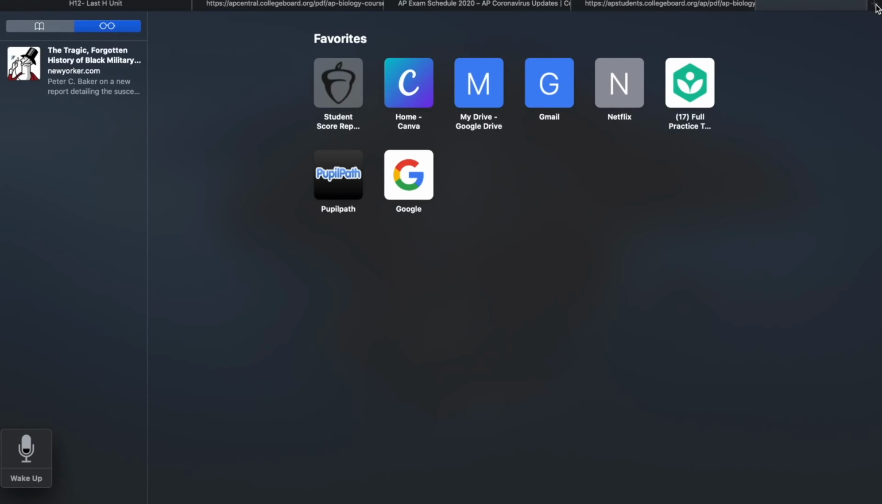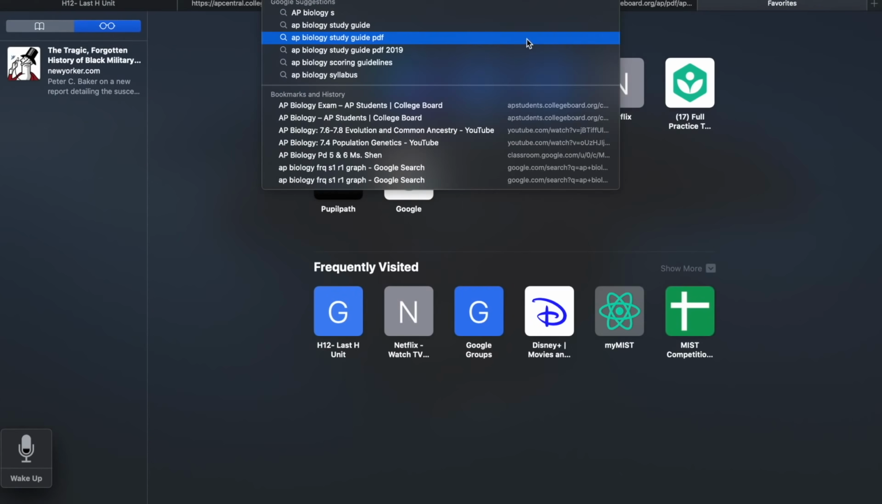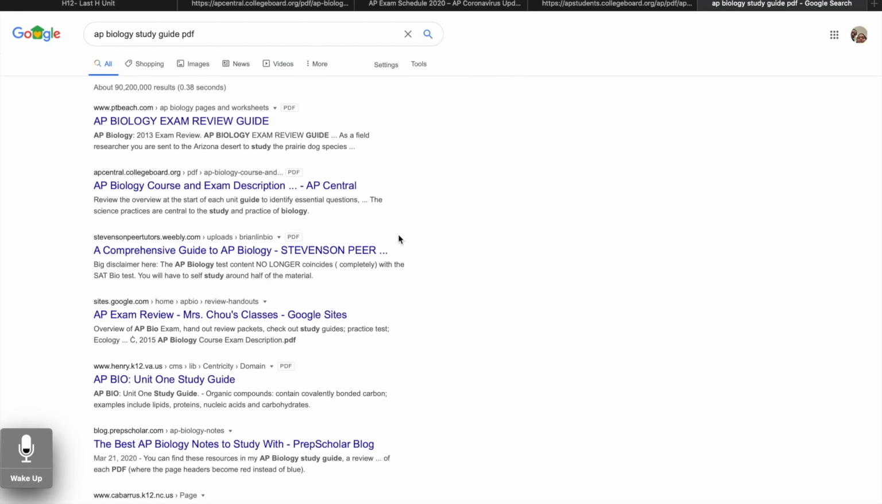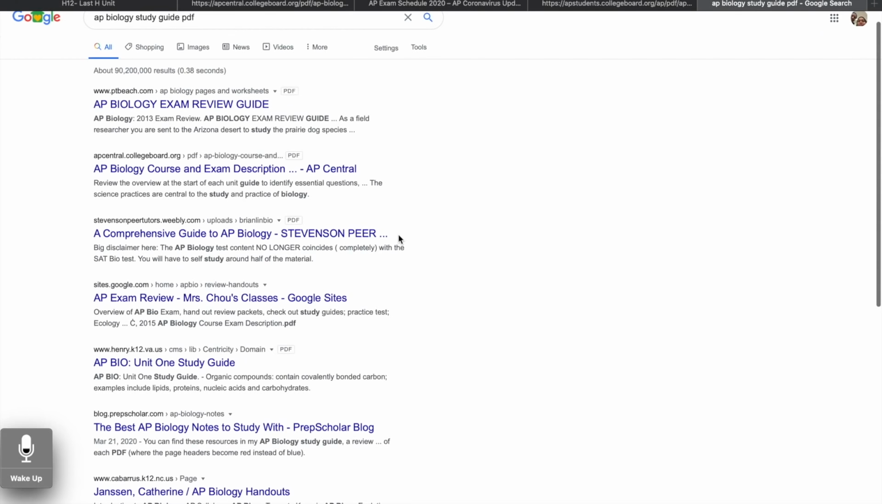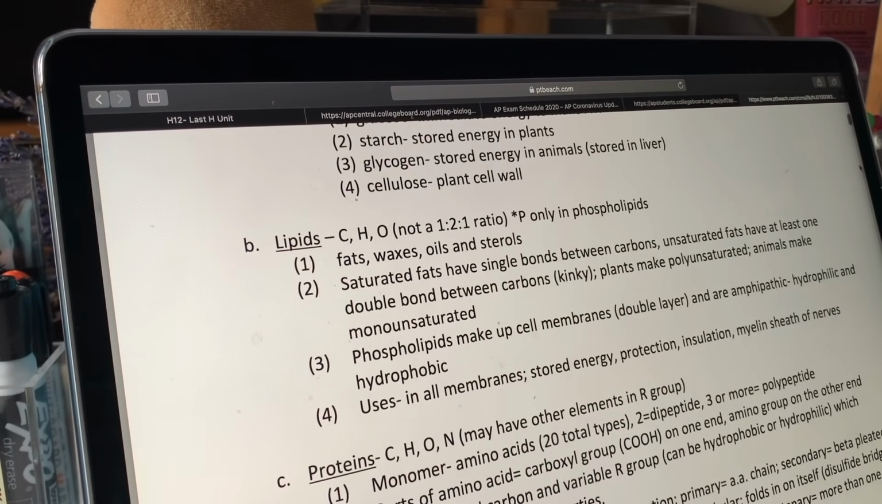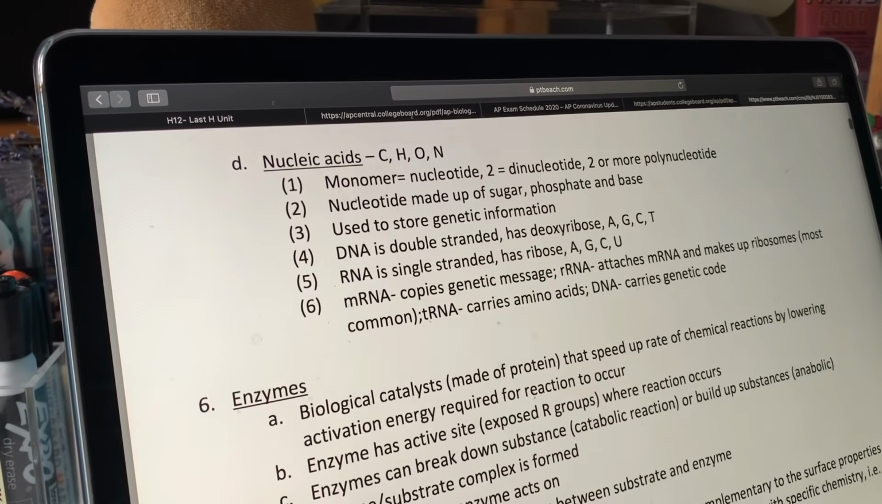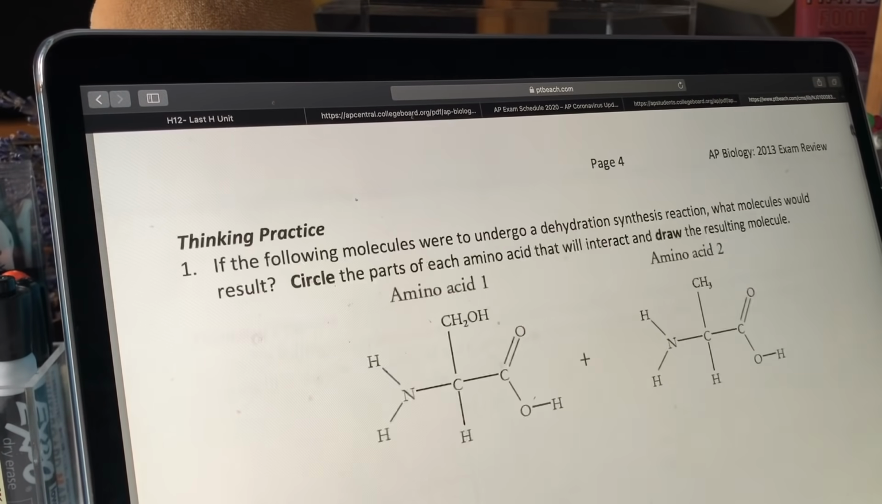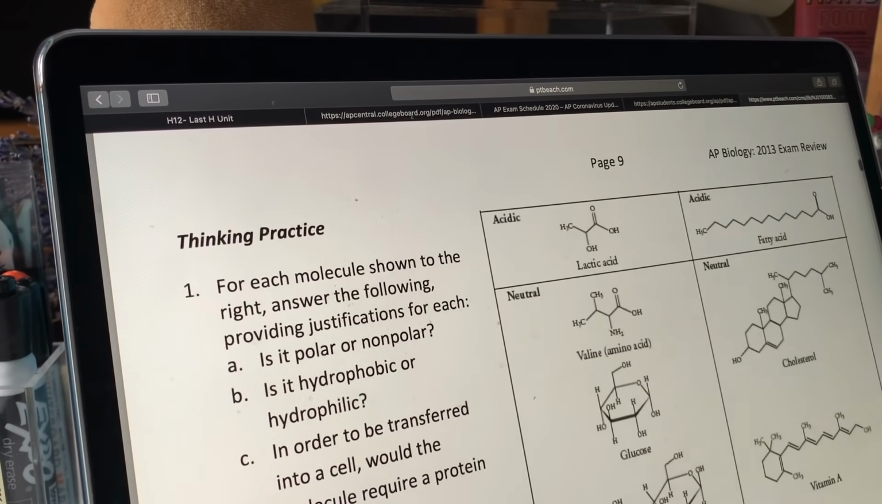Now, I looked for another resource because I realized that that didn't provide enough information, and I found this resource from PT Beach, which provides an actual list and descriptions, definitions, vocabularies, practice problems, FAQs, literally the whole thing. So I decided to save that as well.